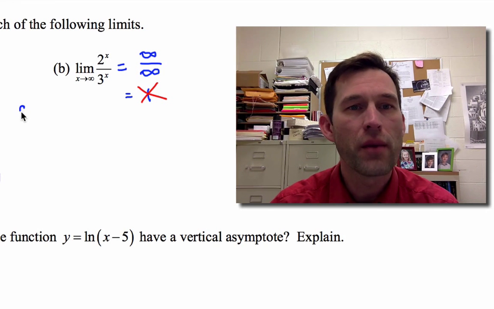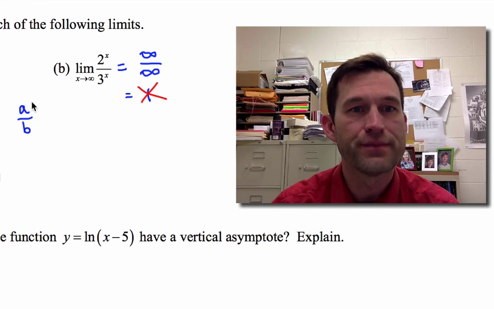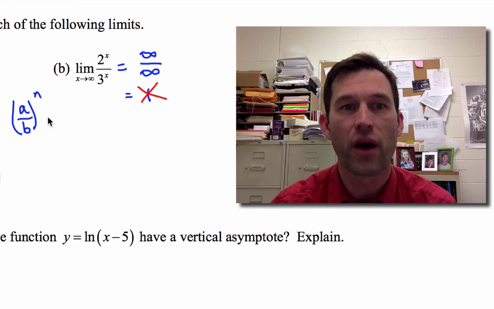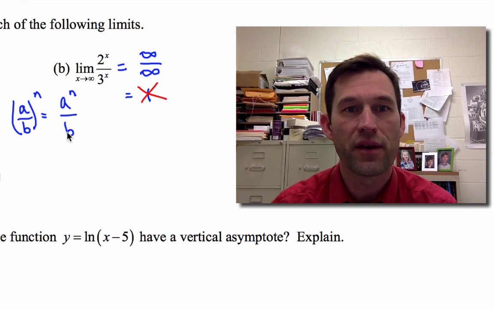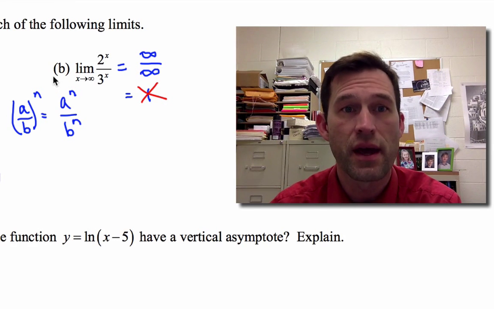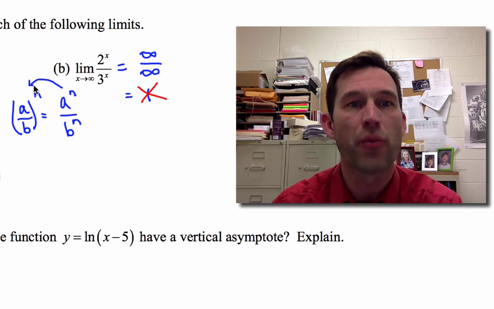Well, let me review a little exponent property with you. Right? You've seen this one before. If I've got a fraction raised to an exponent, I'll put it in terms of n, then I can raise the numerator to that exponent and the denominator to that exponent. That's just because of the definition of how we multiply fractions. But you see, we can use this property backwards.